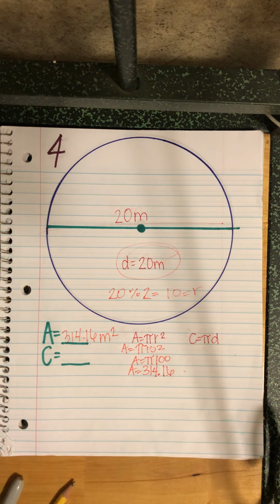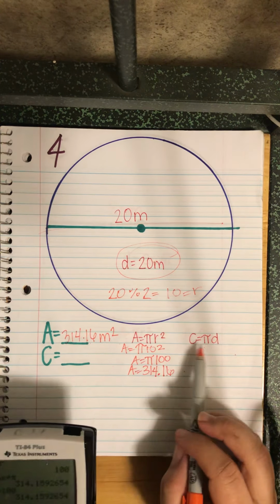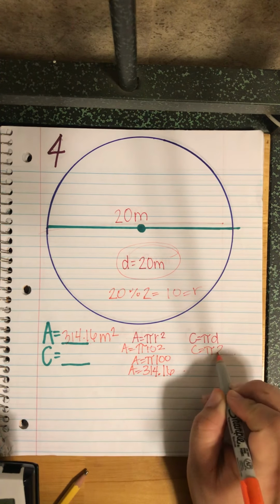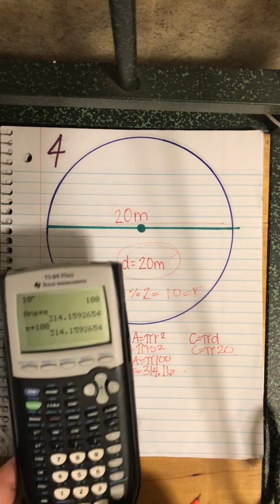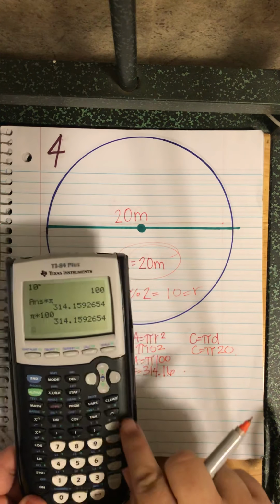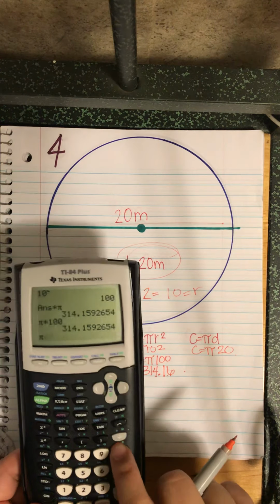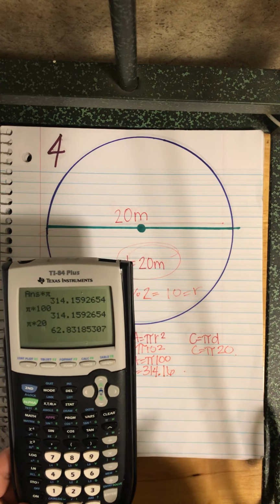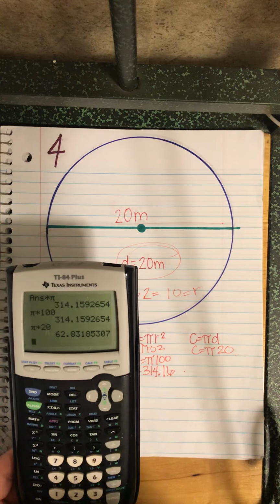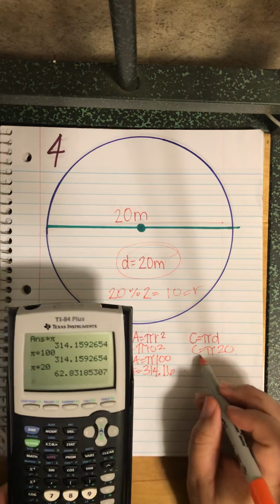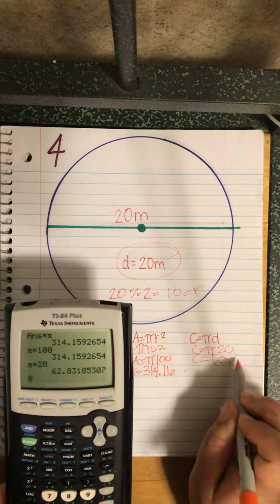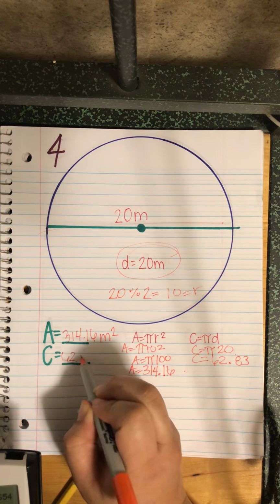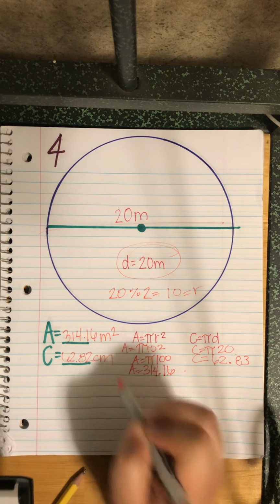Now for your circumference, C equals pi d, since we know what our diameter is. C equals pi times 20. So, pretty simple. Pi times 20, 62.831. Oh, that 1 is not over 5, so we're not going to have to round that up. So we have circumference equals 62.83. When we transfer it over to our answer, we label it correctly.